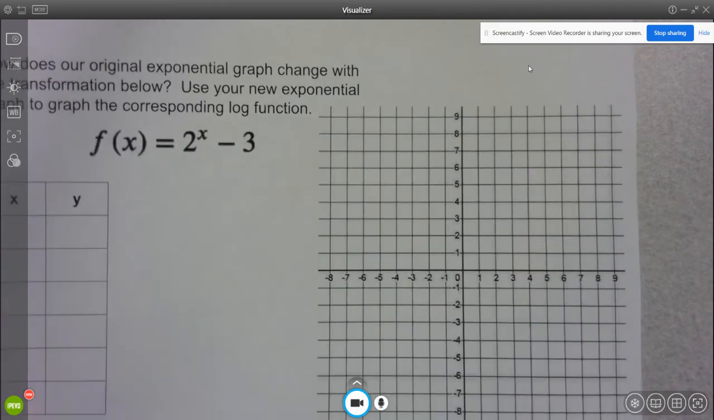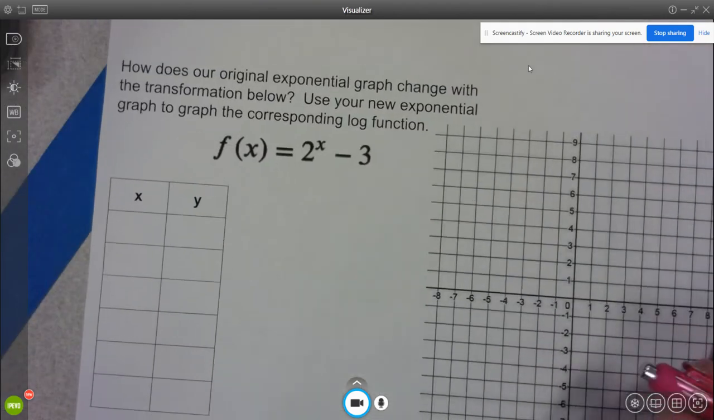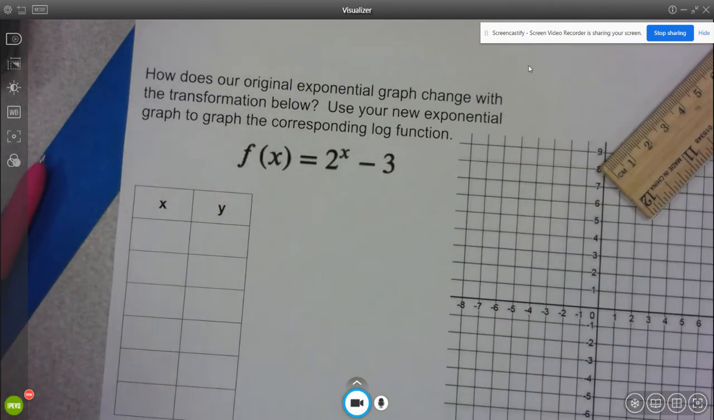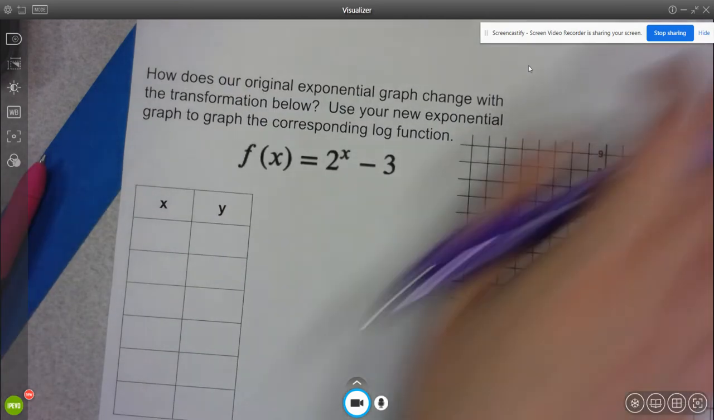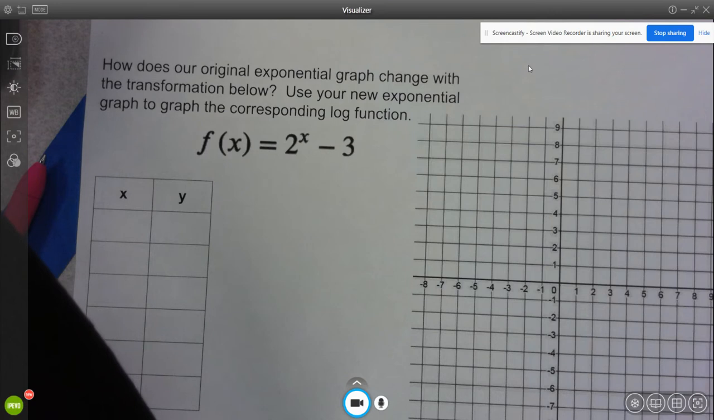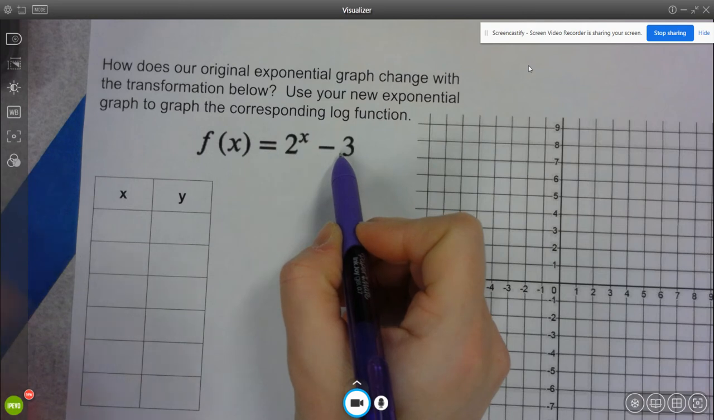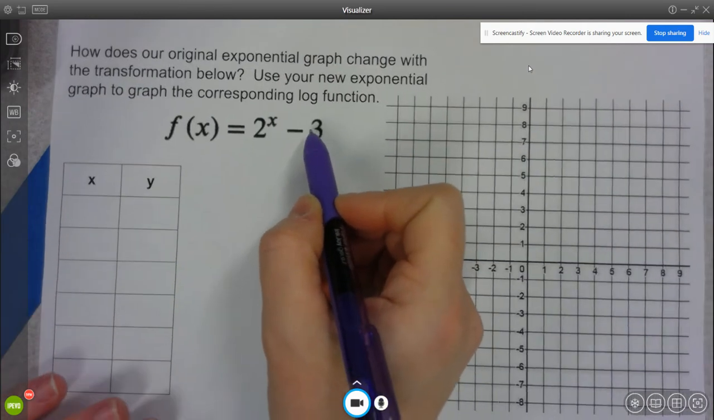I've got 2 more that we're going to look at. All right. So let me make sure I've got purple. Dealing with this exponential function, we're going to do a transformation now that is down 3 units.